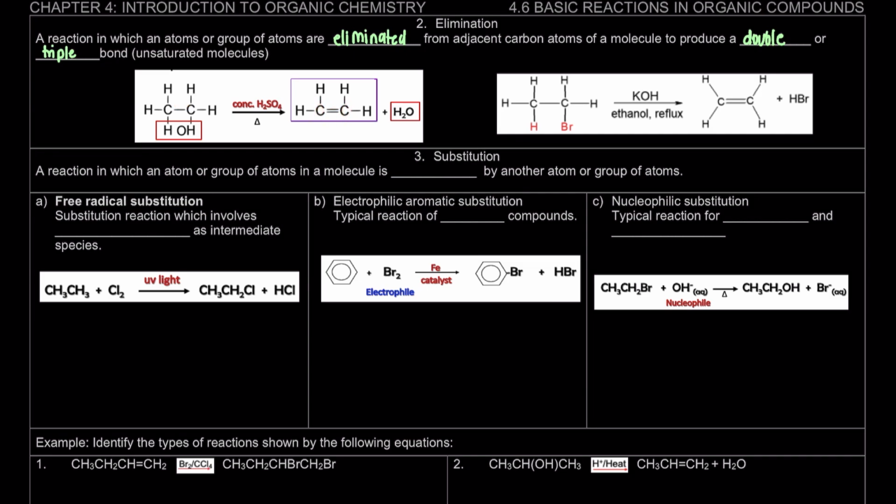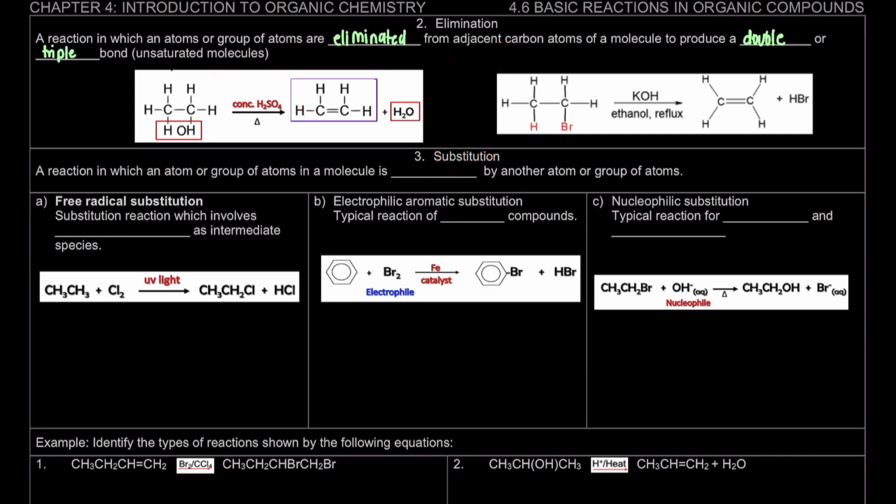So let us count. This carbon has 1, 2, 3, 4. The same goes for this carbon: 1, 2, 3, 4. So this is elimination. It is the opposite. Elimination is from single bond to become double bond, whereas addition just now is from double to single bond. Next example that we're going to look at.